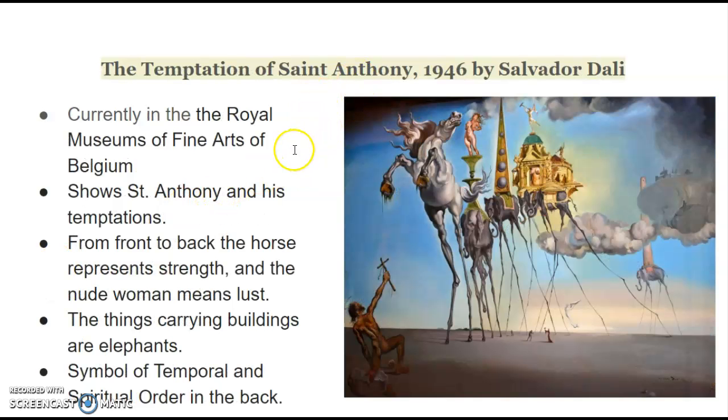This is The Temptation of St. Anthony. It was painted in 1946. It's currently in the Royal Museum of Fine Arts of Belgium. It shows St. Anthony and his temptations. From the back to the front, this horse means strength, and the nude women means lust. Basically, it's what he was tempted by during his lifetime, and he's trying to resist it with the power of God. The things carrying the buildings are elephants, and if you see this building far back in the back, the elephant is something that was a symbol of temporal and spiritual order.